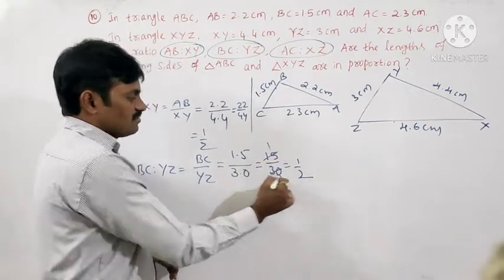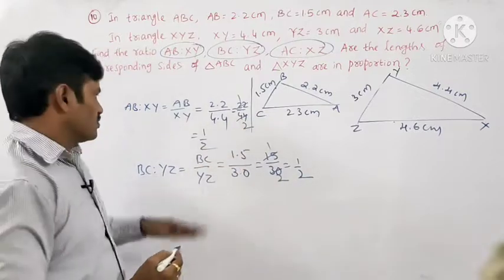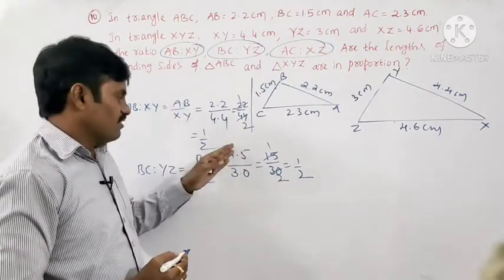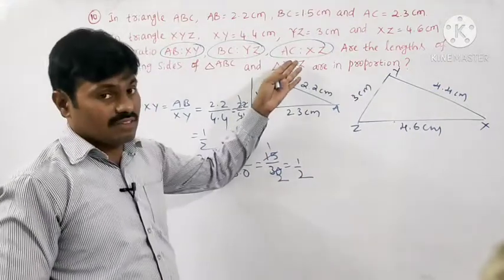15 ones are 15, 15 twos are 30. Here also 22 ones are 22, 22 twos are 44. No issue. So AB by XY we got 1 by 2, and BC by YZ also we got 1 by 2. Now we check whether AC by XZ gives the same answer or not.